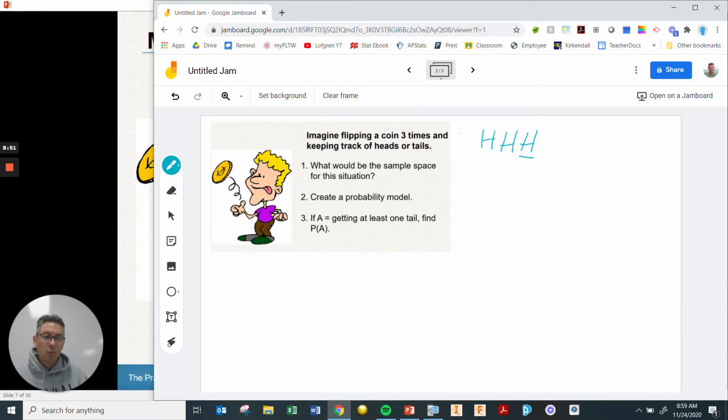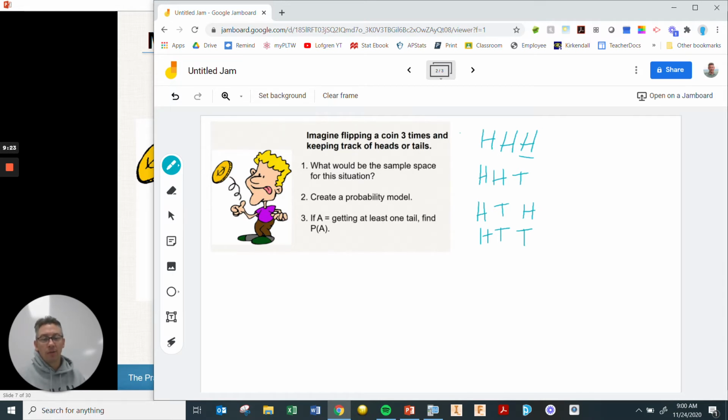I kind of focus on 1 coin at a time. So I know I could get heads, heads, heads, but that 3rd coin could have landed up as a tails. So there's a second option, heads, heads, tails. Now I'm going to think about the 2nd coin flip. Well, that 2nd coin flip could have been a tails. So I could get heads, tails, and then heads on the 3rd. I could get heads, tails, and then tails on the 3rd.